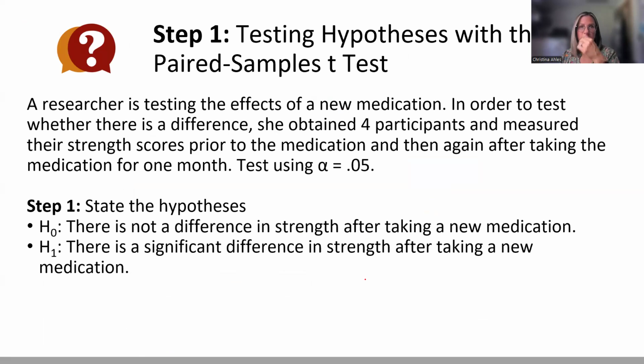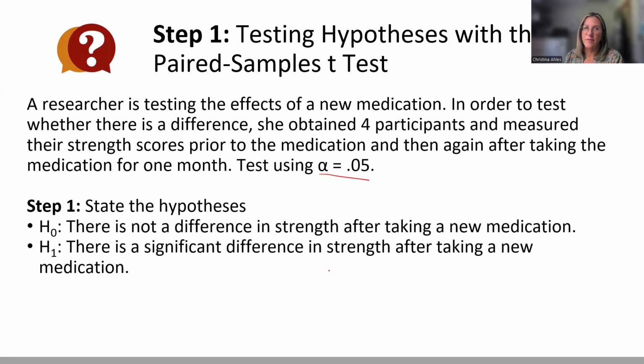So let's look at what this looks like going through the 4 steps. With this information, we have testing the effects of a new medication to test whether there is a difference. And there's 4 participants, measured strength scores prior to the medication and then again after taking the medication for 1 month. It's a very common before and after type of test that is obvious paired samples T. And it says we're going to test at alpha 0.05.